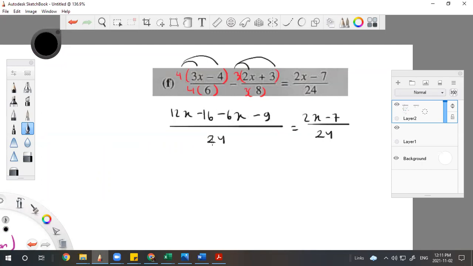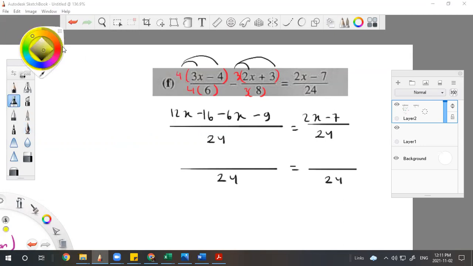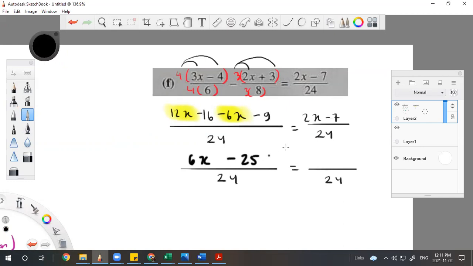And then what you can do next is collect the like terms. These will be the like terms, guys. 12x minus 6x, what is it? 6x. Negative 16 minus 9, negative 25. This will be 2x minus 7.